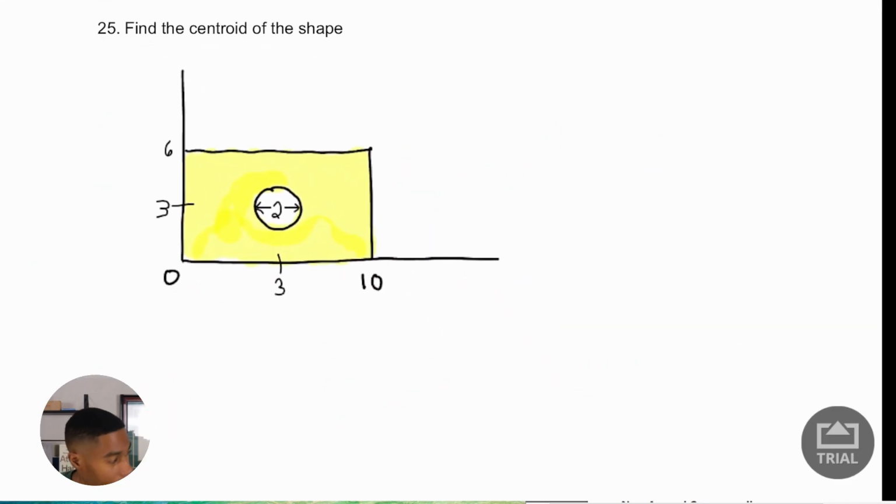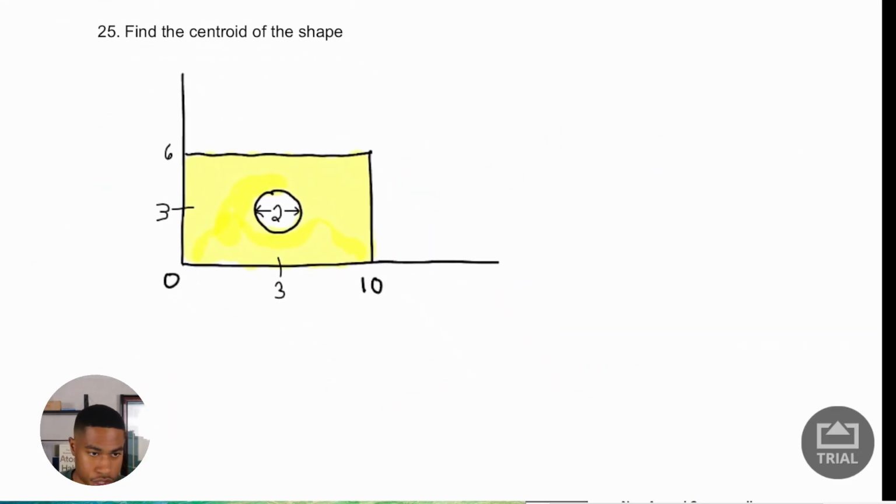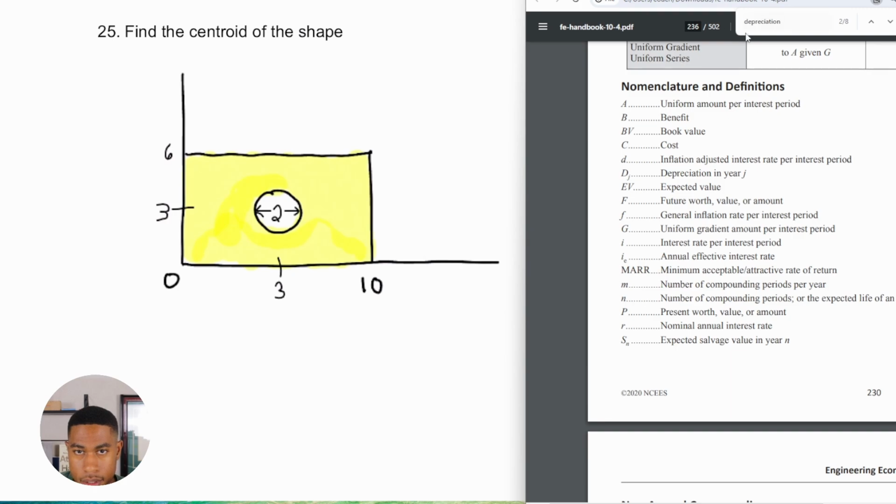All right. Find the centroid of the shape. To be able to get the centroid, use our handbook. We'll do a search for centroid.